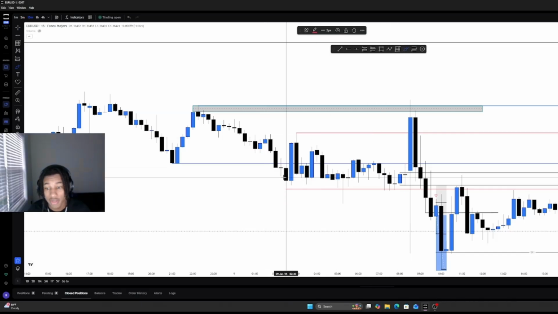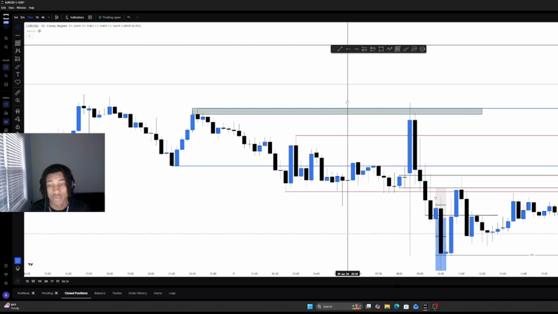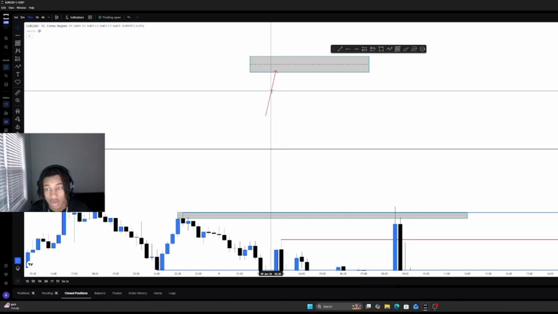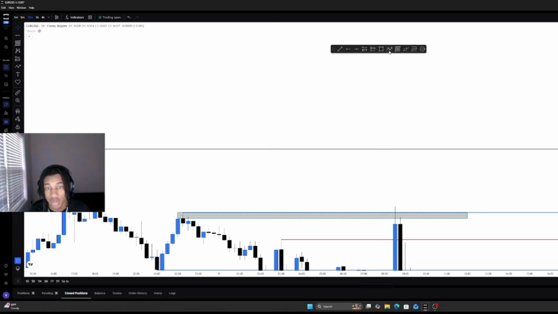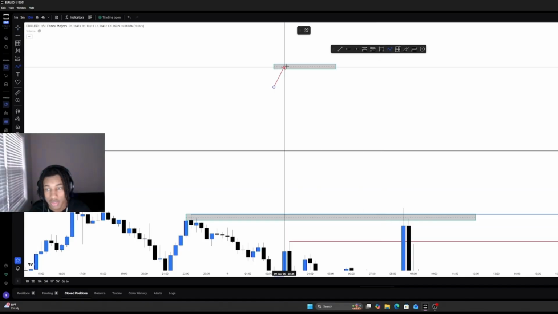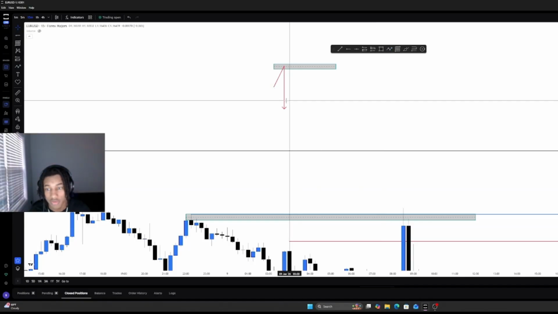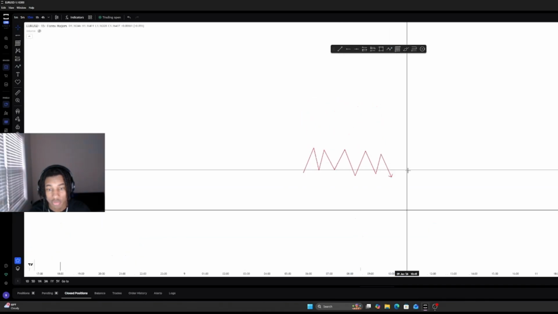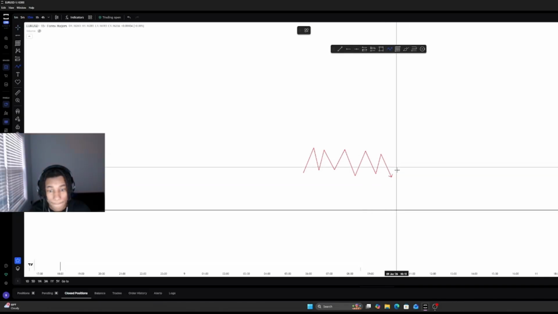Then we have accumulation, which is another word for consolidation. You have the resistance, which price doesn't want to go above, so it falls down after that, right? Then you have the accumulation, right? So right now we're using the support and resistance strategy. We have accumulation, manipulation, distribution.